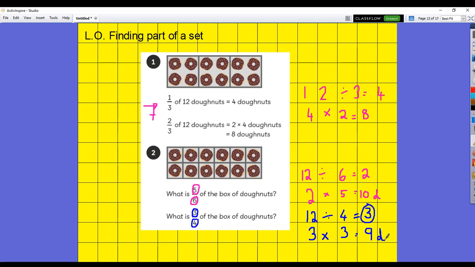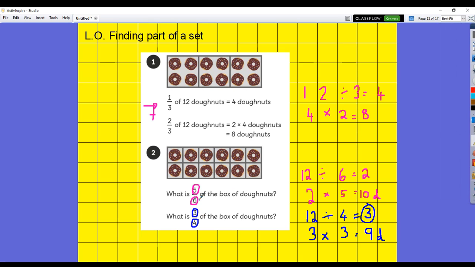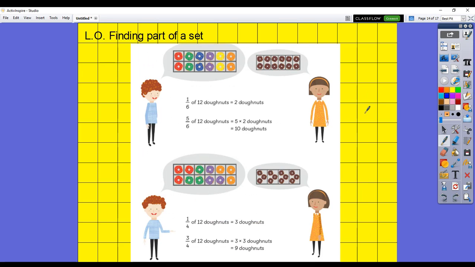Okay, don't forget that little rule. You divide the amount by the denominator, you then times the answer by the numerator. We will do it again, don't worry.